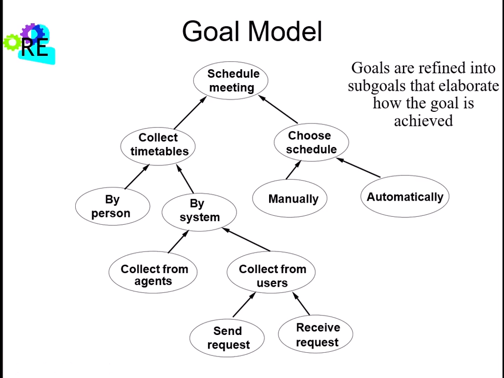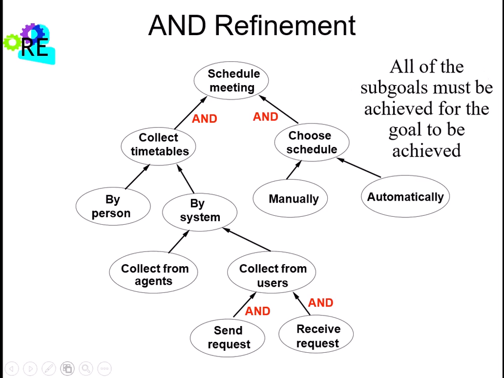There are further two goals for achieving the choose schedule goal, that is manual or automatically. And for the collect timetable goal, we need sub goals such as by person or by system. And similarly, to achieve this goal by system, we need collect from agent and collect from users. And then for achieving the collect from user goal, we need send request and receive request.